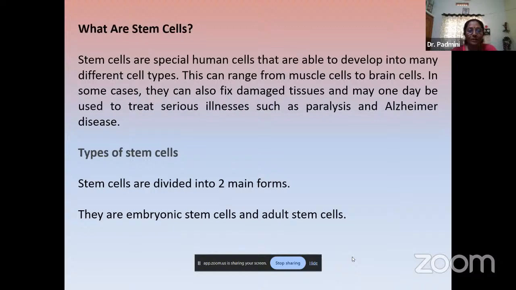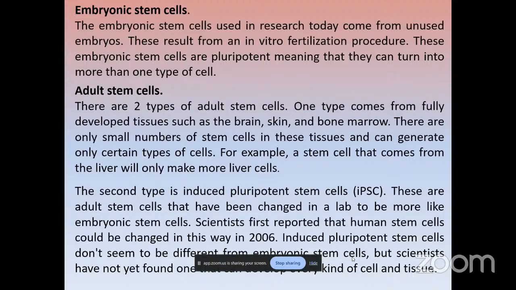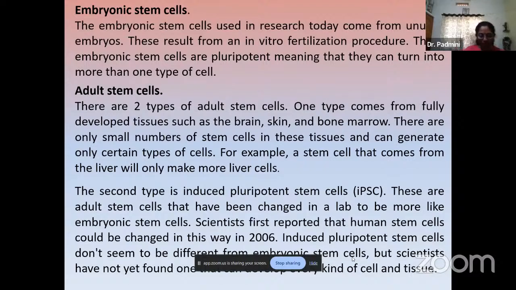So these are of two types, that is embryonic stem cells and adult stem cells. Ma'am, your voice is not clear. Okay, right now, how about now? Is it clear?